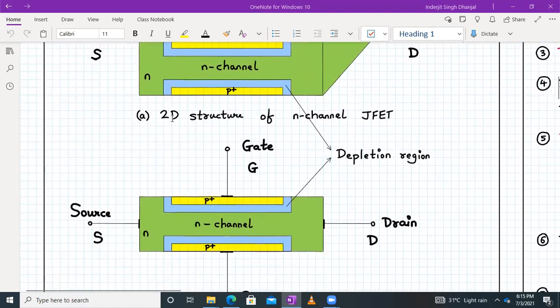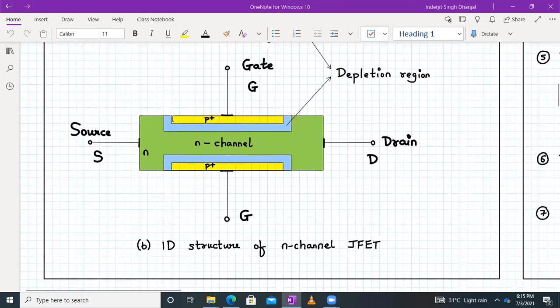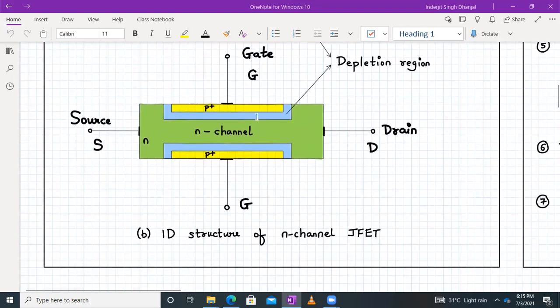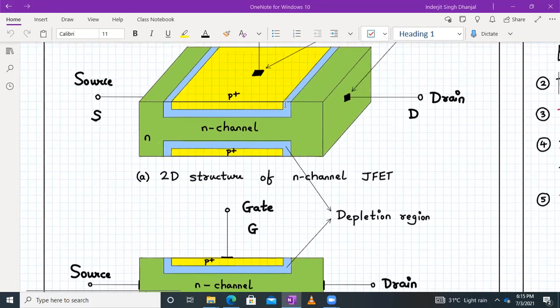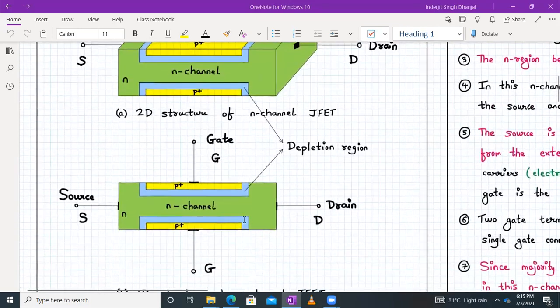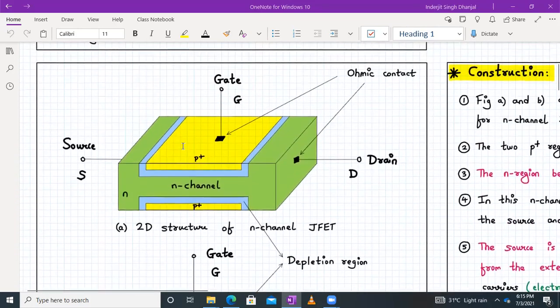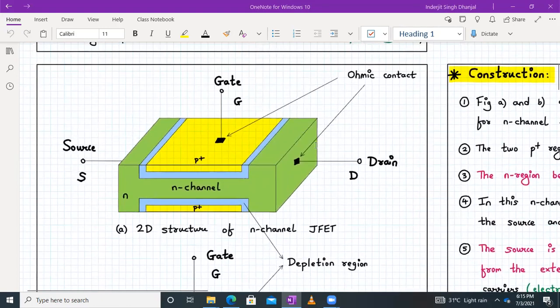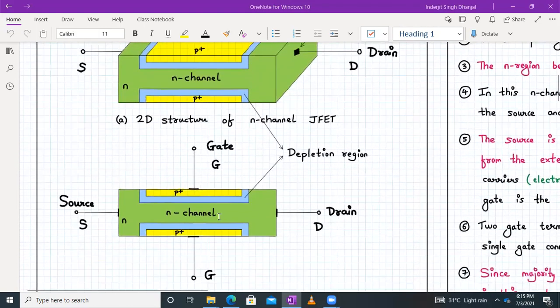Similarly, we will be doing the analysis for the 1D structure of N channel JFET. So basically, what's the difference from 2D to 1D? As you can see, only the front view we are considering, but it is actually in 2 dimensions. So let us concentrate over here.